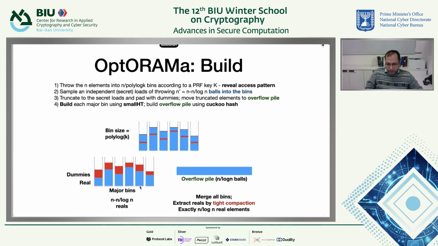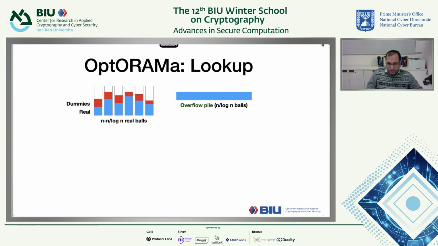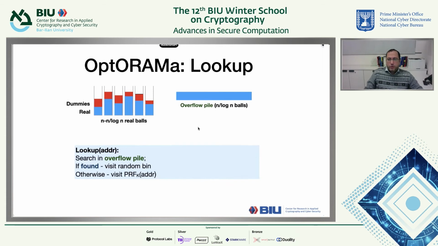On the other end, I have my major bins. Now the claim: how are we going to do a lookup? To look up, we first are going to search in the overflow pile. If we find the element, then we are going to visit a random bin. If we do not find the element, we are going to visit according to the actual PRF key. The idea here is that we can do a hash table while paying a lot for building it, because it doesn't contain a lot of balls. And in the major bins, we threw everything into the major bins in the clear, without doing Oblivious sort. The question is, why is that secure?